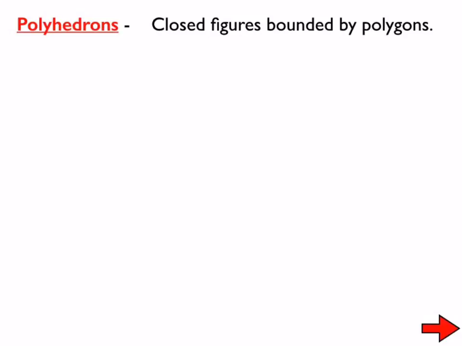So we've been dealing a lot with three-dimensional figures lately. Well, we're going to put a name to some of those three-dimensional figures. In fact, a name to all of the three-dimensional figures we've talked about so far, and they are called polyhedrons. A polyhedron is a closed figure that's bounded by polygons. And a polygon is a shape with sides.